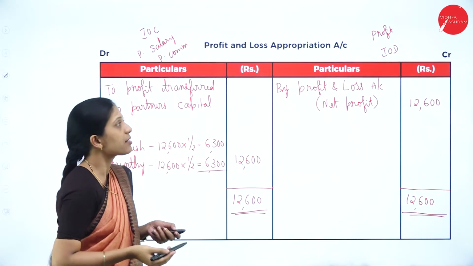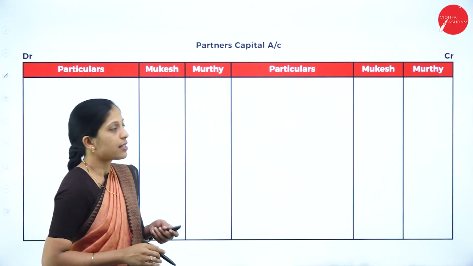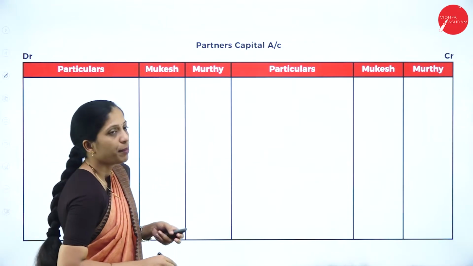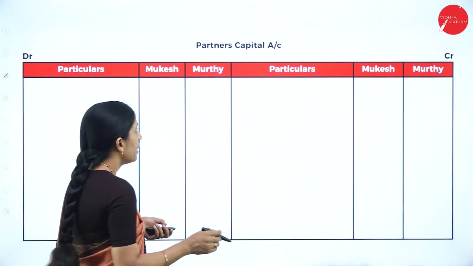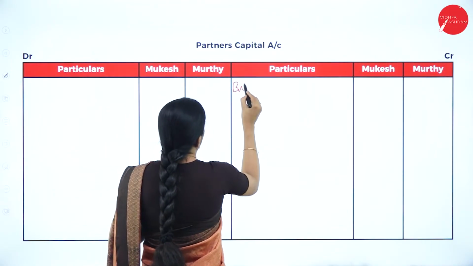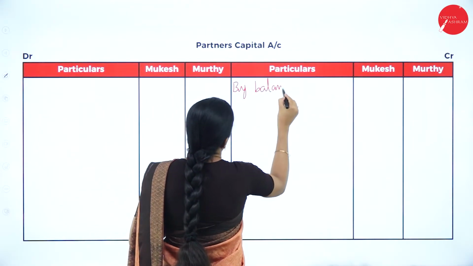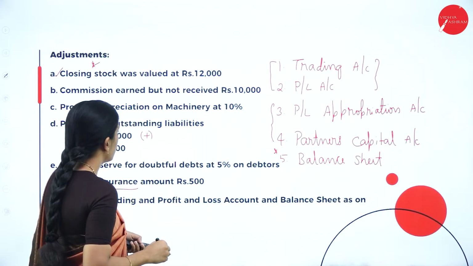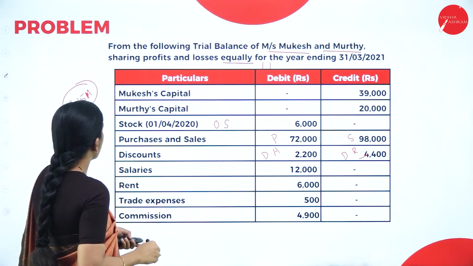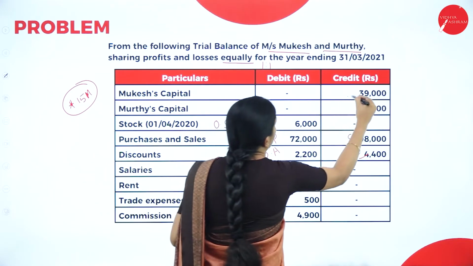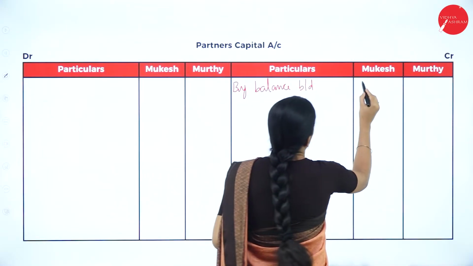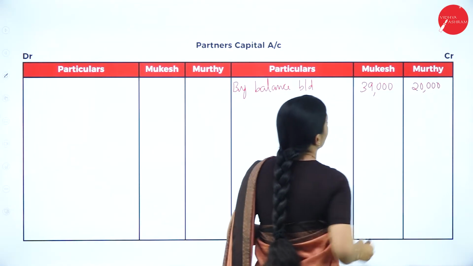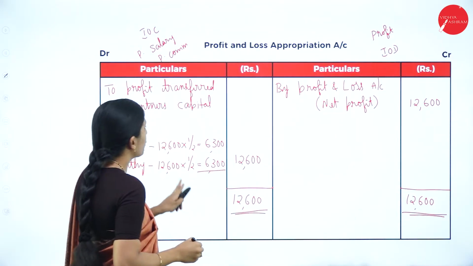Next, we will prepare partners capital account. So, this is your partners capital account where you have particulars and two partners' names, Mukesh and Murthy. Particulars, Mukesh and Murthy, in the credit side. Now, first what do you transfer? Capital. So, by balance brought down. They will give you the capital in the balance sheet. So, what is the capital of the partners? 39,000 and 20,000. Next, you have to transfer the profit to partners capital account.